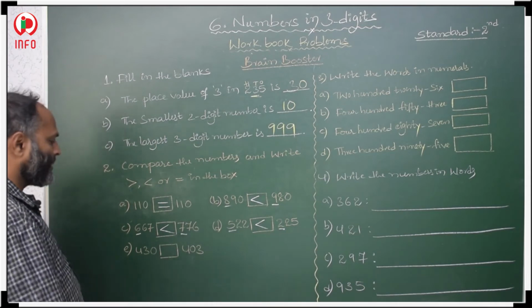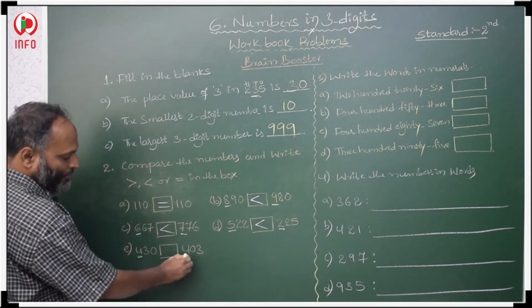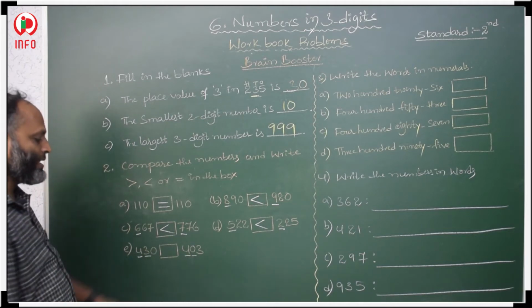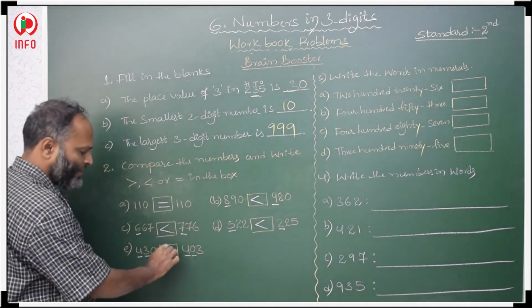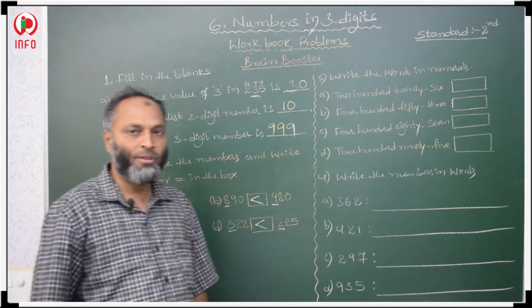Next, 430, 403. Here 4 in the hundreds place is equal in both. Next we have to see the tens place. In the tens place 3 is there, here 0 is there. Between 3 and 0, 3 is greater. So 430 is greater. We already did this, so like that we have to do.